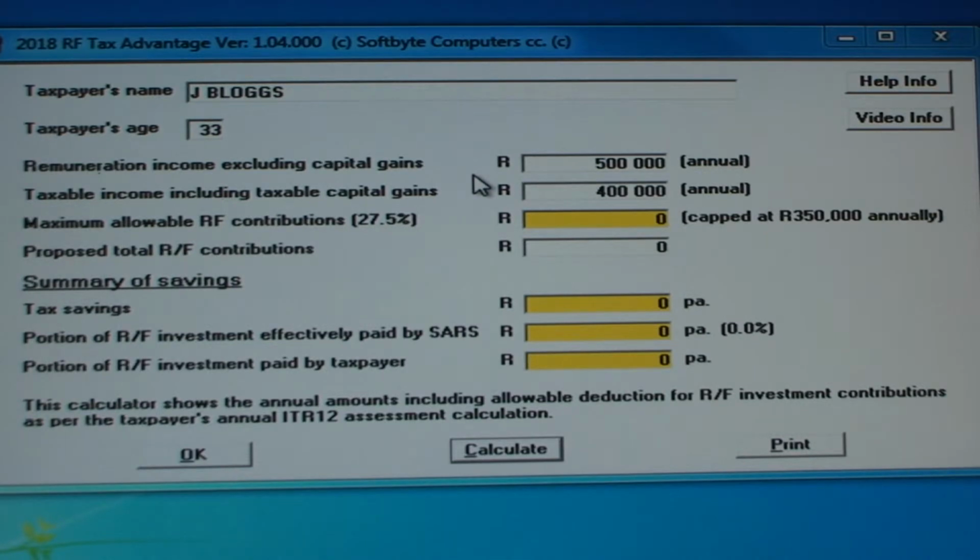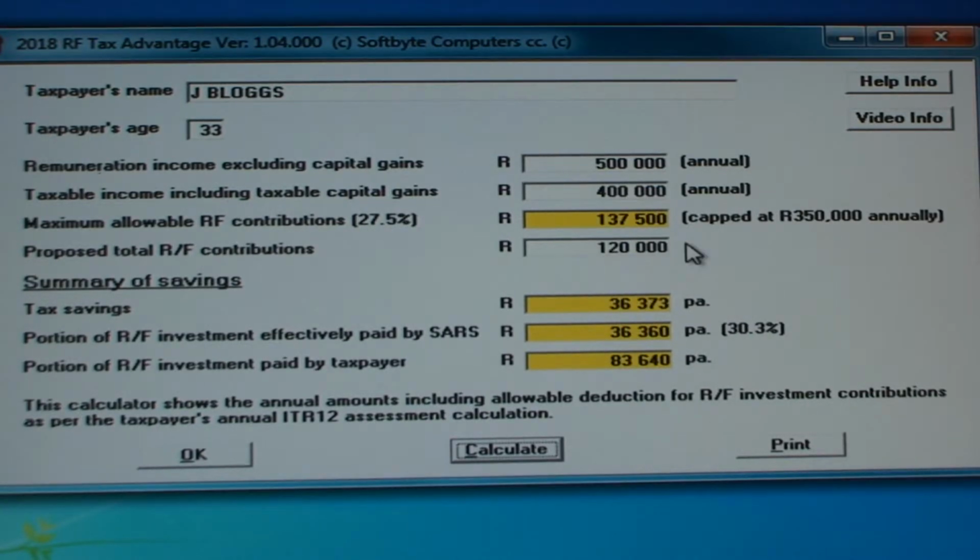Let us now propose a total annual retirement fund contribution of 120,000 Rand. We have determined that the remuneration amount of 500,000 Rand is greater than the taxable income amount of 400,000 Rand, and the program works out our maximum allowable retirement fund claim would be 27.5% of 500,000 Rand, and that is 137,500 Rand.